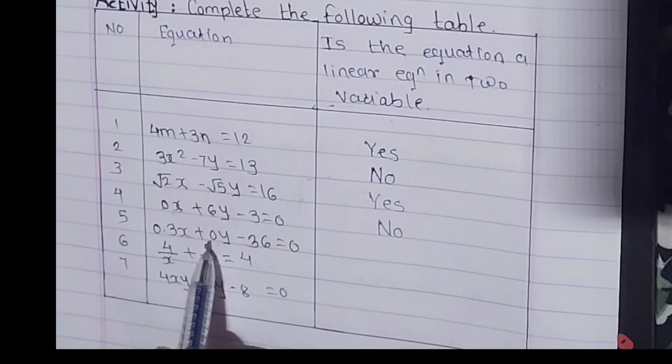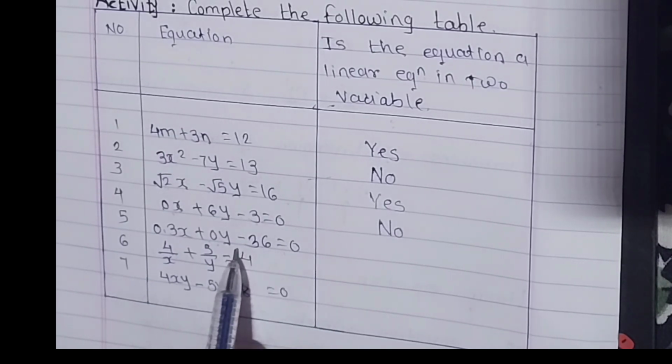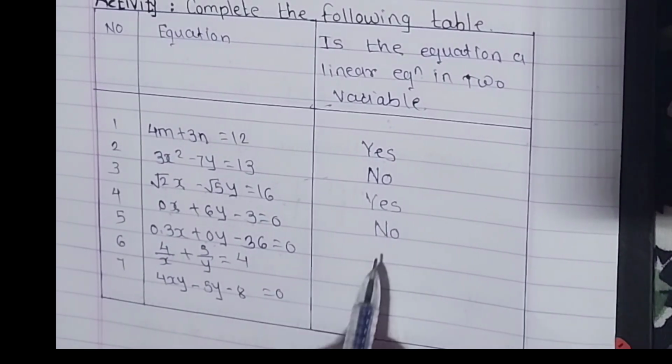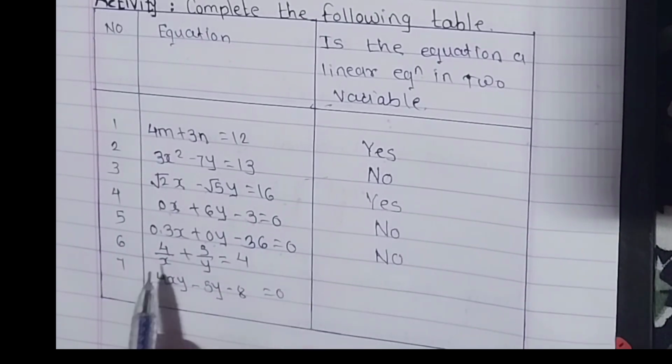Again in the next example, 0.3x plus 0y minus 36 equal to 0. So again here y is 0. So it is not a two variable equation.